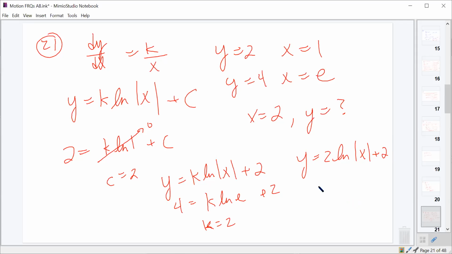And when x is 2, y ought to be 2 ln 2 plus 2, which was a choice. Looks like that's choice E, right? This is the same as y equals ln of 2 squared, so ln 4 plus 2. Any questions there on 21?